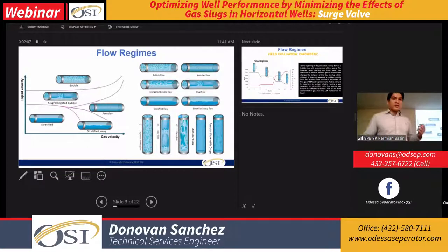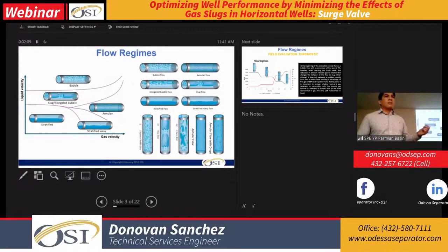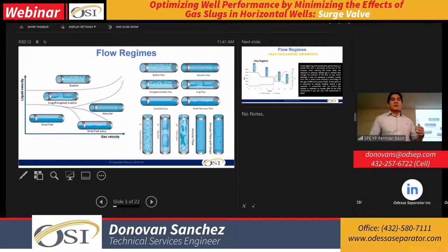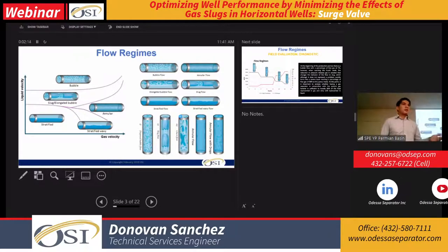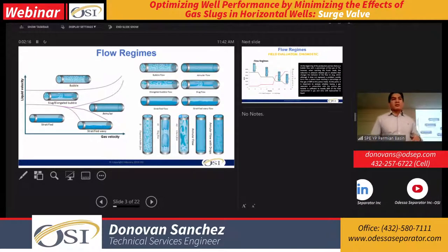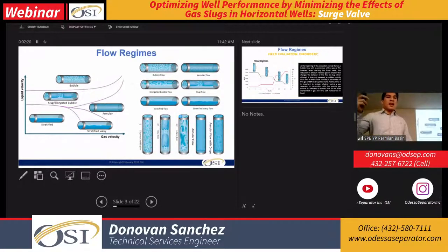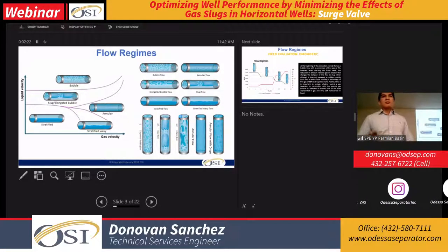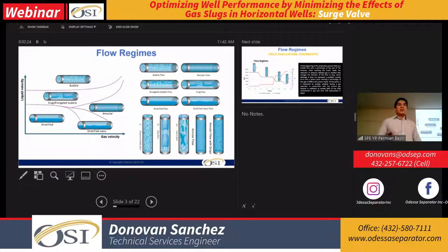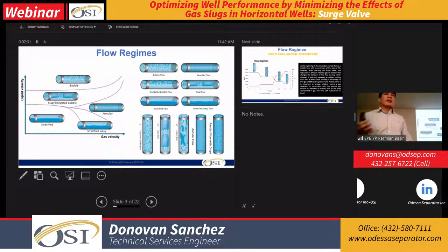So the flow regimes: what do we normally see in our producing wells? We see different types of flow regimes, whether it be your horizontal wells or your vertical wells. If you look at the graph on the left, most of the time when you see that high liquid velocity, we will see bubble flow. Bubble flow is what you see in the beginning of the life of the well. The bubble flow is when the gas is not really free yet; it's a little bit more in solution. This is not something that really affects any of the producers.